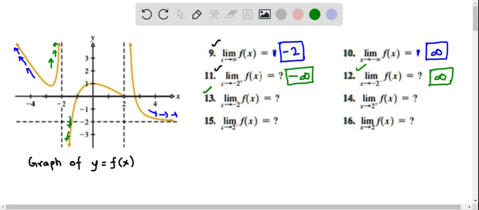Now let's answer question 13. Here we find the limit of f of x when x approaches negative 2. For this we need the left limit and the right limit when x approaches negative 2, which we have already determined from question 11 and question 12. The right side limit is negative infinity and the left side limit when x approaches negative 2 is positive infinity. Since these two limits are not the same, we see that the limit when x approaches negative 2 of f of x does not exist.